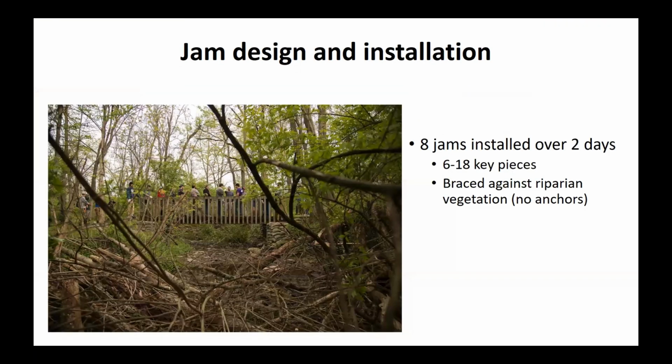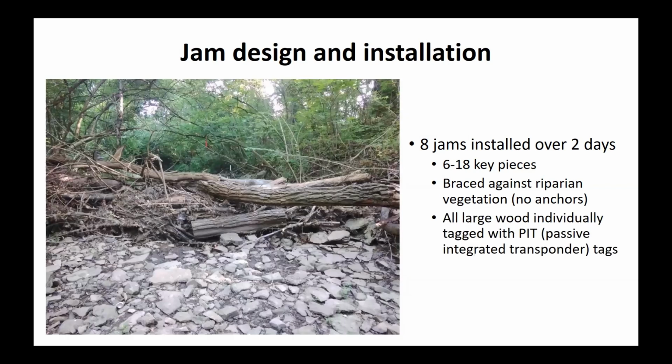We installed 8 jams over about a 2-day period. The size of each jam was dictated by the particular location and the wood that was available on site. We had about 6 to 18 key pieces of wood in each wood jam, and they were braced against the riparian vegetation. There was no anchoring, to minimize overall disturbance of the site. Each of those pieces of wood, as I mentioned, all the large pieces, were individually tagged with passive integrated transponder tags.